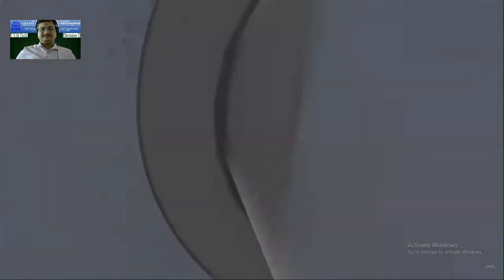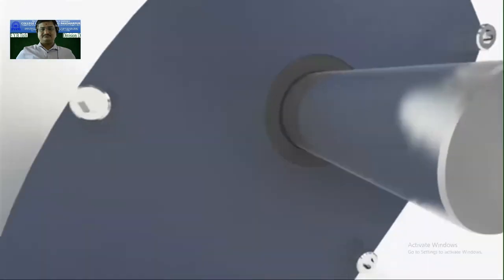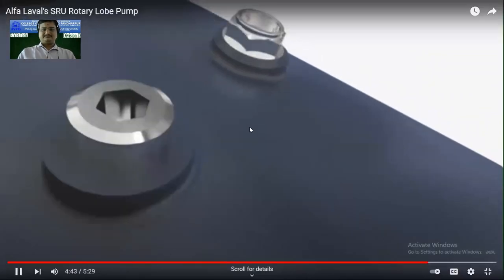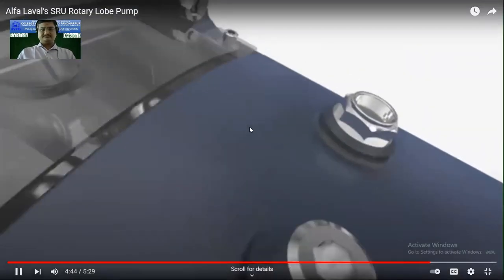The SRU is perfectly suited for both cleaning and sterilization in place. It is certified to EHEDG 3A and complies with many stringent standards.